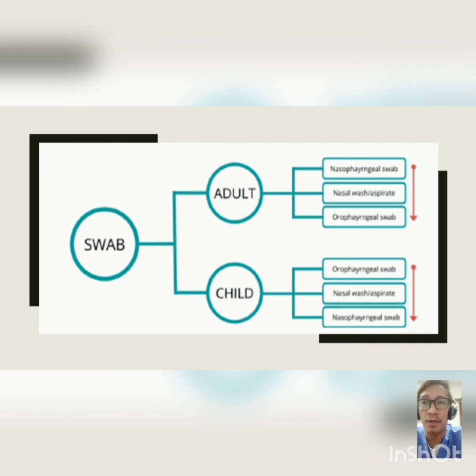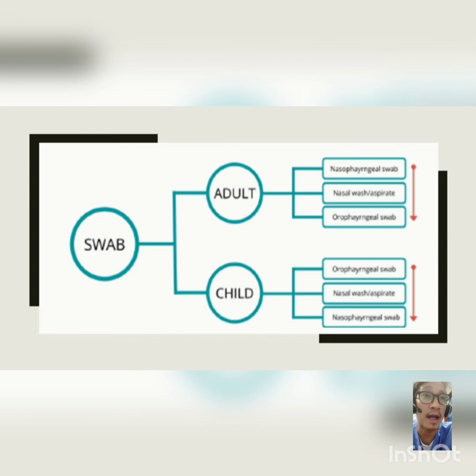For collecting samples, the lower respiratory tract samples are preferred if patients have signs or symptoms of lower respiratory tract infection. If lower tract specimens are not possible or clinically indicated, upper respiratory samples should be collected. For adult patients, whenever feasible, nasopharyngeal swab should be the first choice when collecting samples, followed by, if nasopharyngeal swabbing is not feasible, nasal wash or aspirate can be considered.